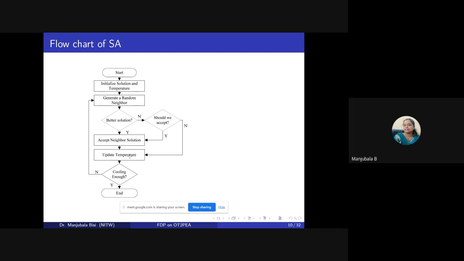The temperature updating also follows some annealing schedule. Randomly you cannot update the temperature; you have to follow some procedure to update it. After updating the temperature, you have to check whether cooling is enough. That means, the control parameter T, whether you have reached the minimum value of the temperature. If yes, you have to end the procedure here. If no, you have to generate a random neighbor again and repeat the process. If the cooling is enough and you reach the minimum temperature, you terminate the procedure, and whatever neighboring solution you accepted is the optimum solution for the given problem.